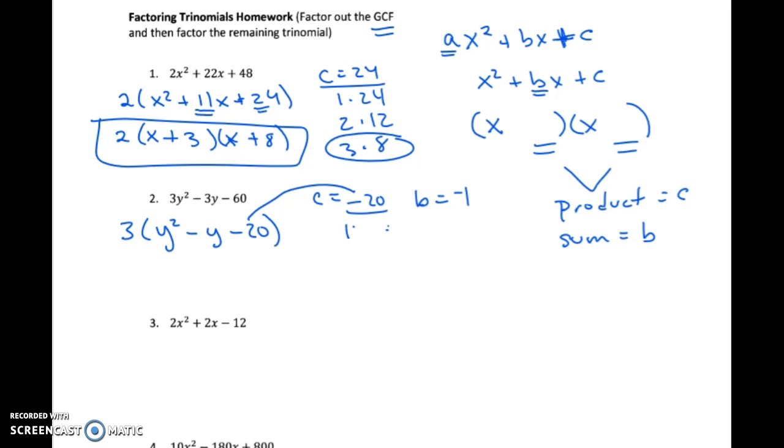So when I do 1 and 20, if I put a negative in front of the 20, that adds to negative 19. And I'll keep going until I get the one that adds to negative 1. So then the positive 4 becomes the y plus 4, and the negative 5 becomes the y minus 5.